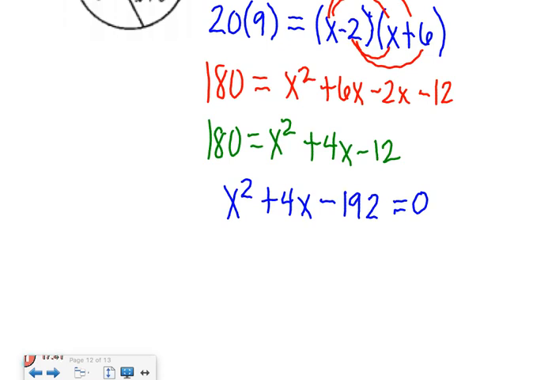So now we're thinking, what are some ways to multiply to 192? 48 times 4. 24 and 8. 12 and 16. We're getting close. 96 and 2. Should we see if any of these work? 12 and 16, because they have a difference of 4.